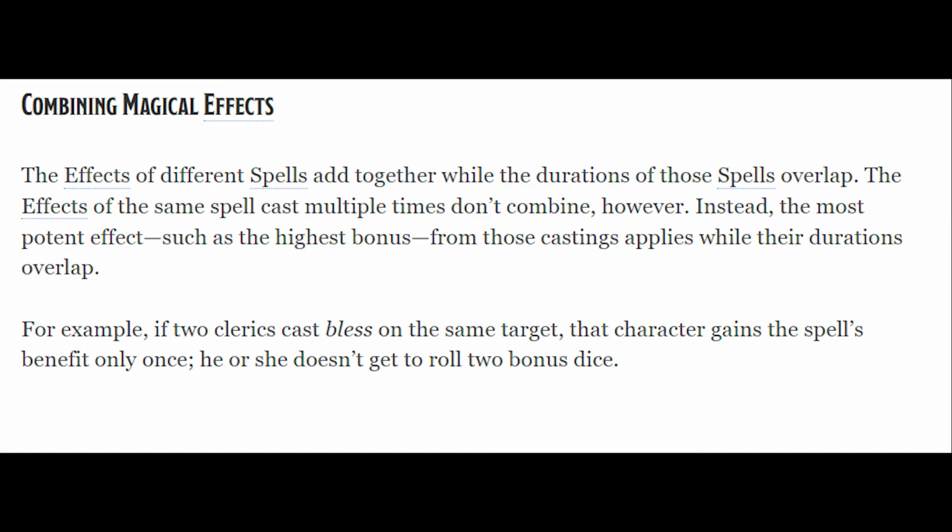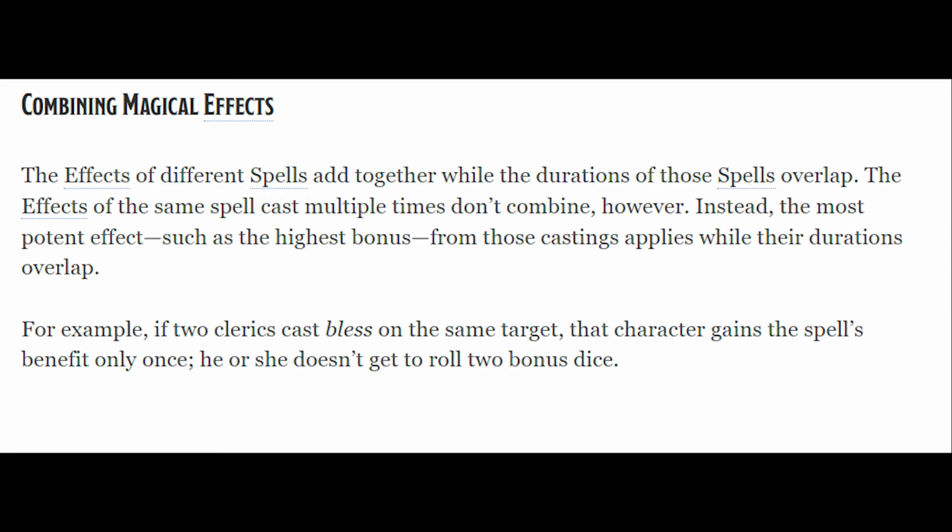So the last thing that I'm going to cover in today's video is just combining magical effects. It's pretty simple, but you should know that you cannot stack the same spells and magical effects on the same target. When this happens, the strongest spell takes effect.